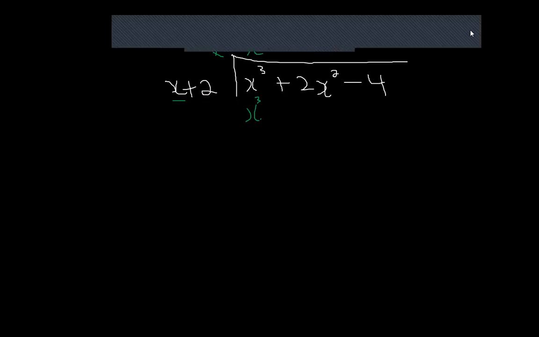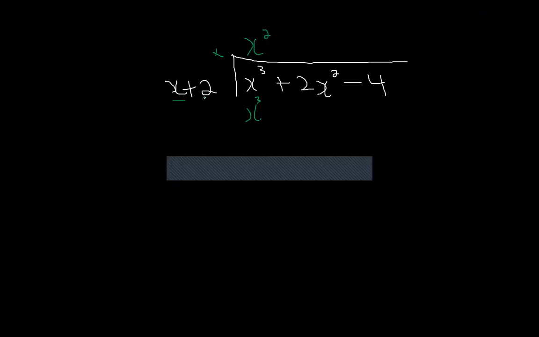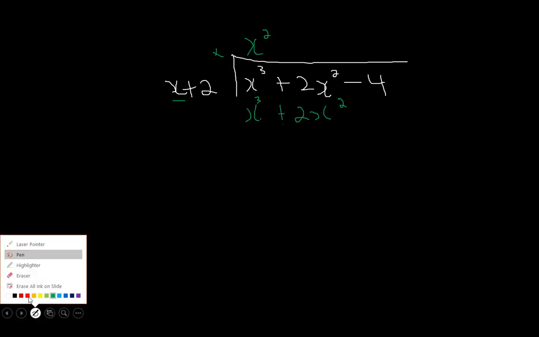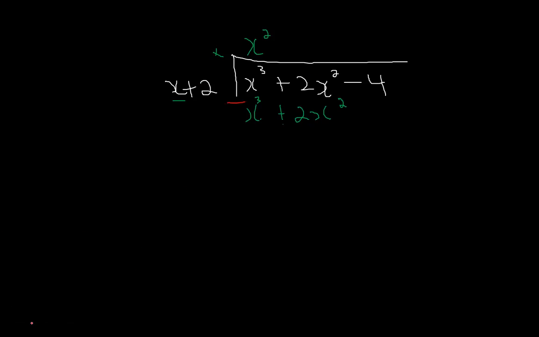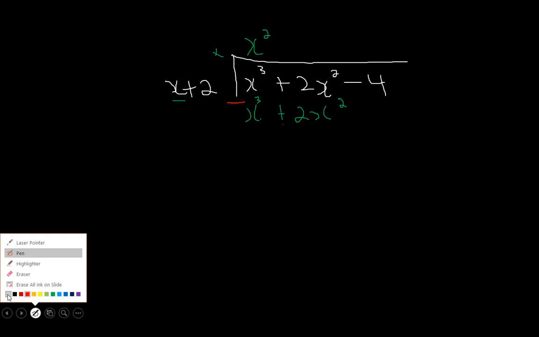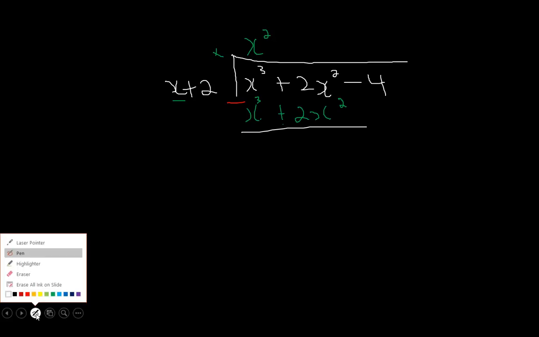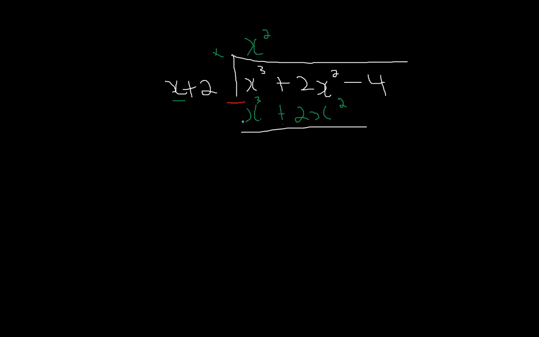So x squared times 2, that's 2x squared. Remember, you're always subtracting them. Subtract. x cubed minus x cubed, that's 0, so you don't have to put the 0. And 2x squared minus 2x squared, that's 0. You don't have to put the 0, like I said, right? Let me just put this one.